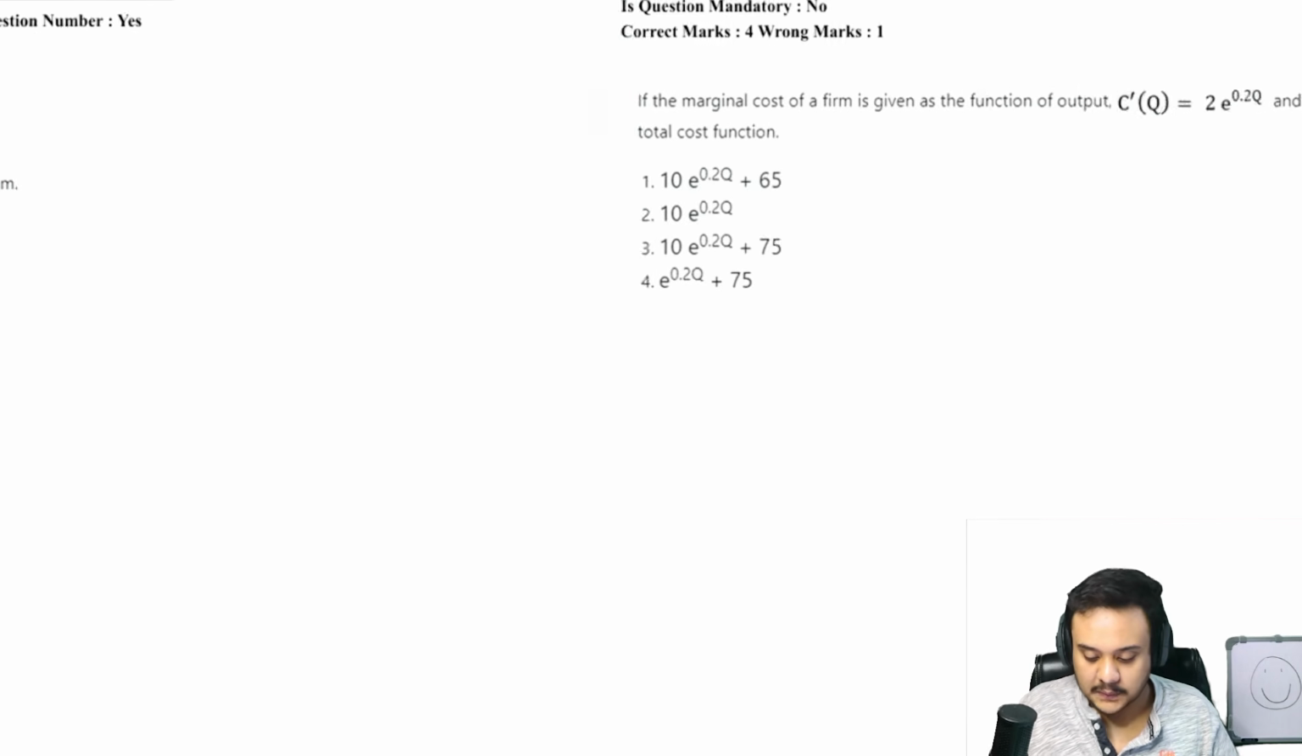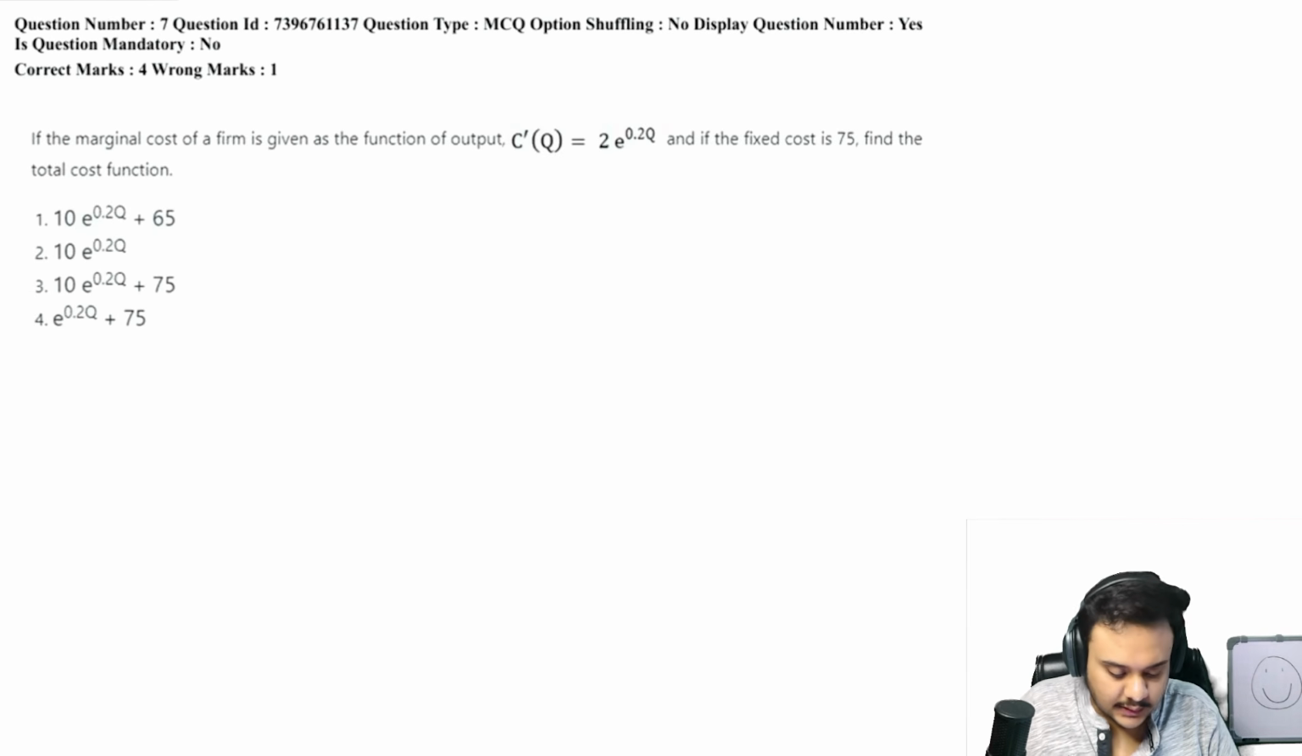So let us move on. Okay, so let us read the seventh one. It says that the marginal cost of a firm is given here. Fixed cost is given. Find the total cost function.